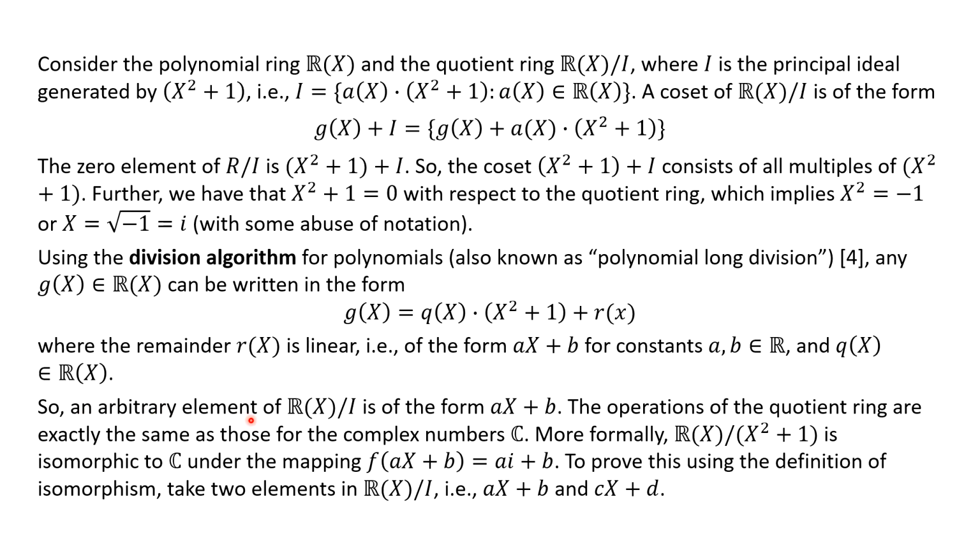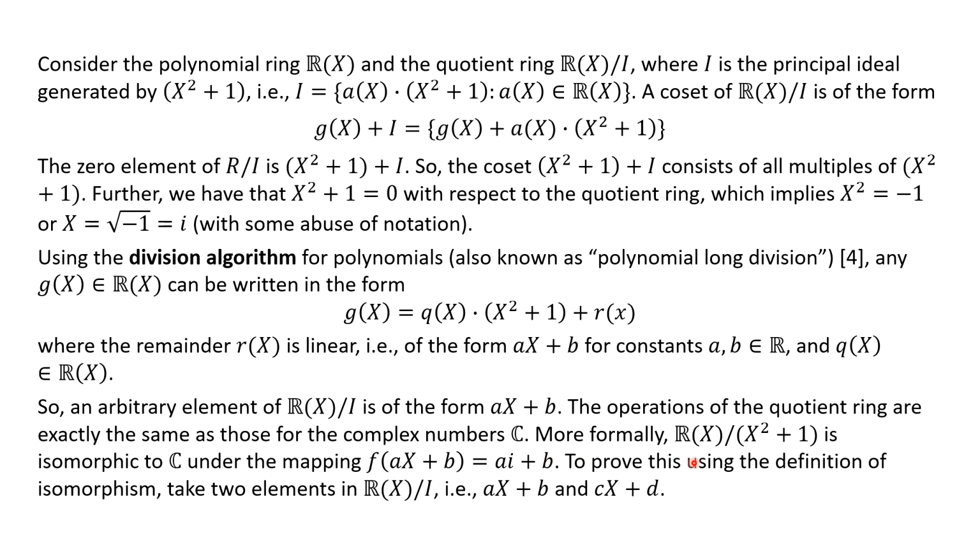So an arbitrary element of R[x] slash I, this quotient ring, is of the form ax plus b. The operations of the quotient ring are exactly the same as those for complex numbers. More formally, R[x] slash x squared plus 1, in other words, this quotient ring, is isomorphic to the complex numbers under this mapping here.